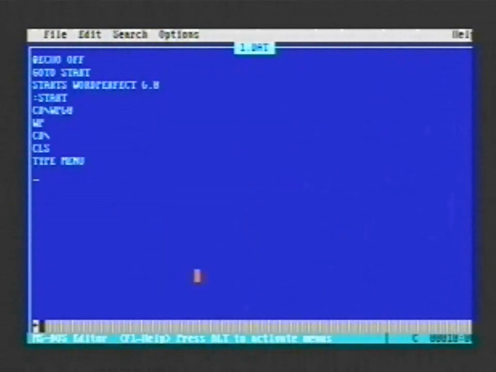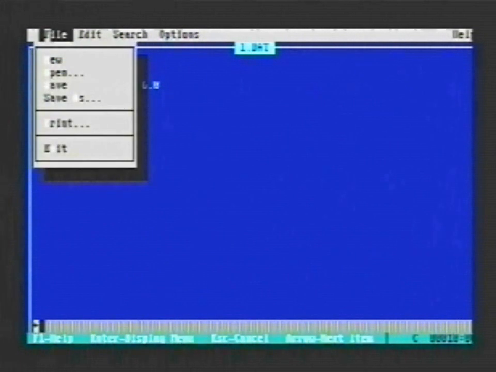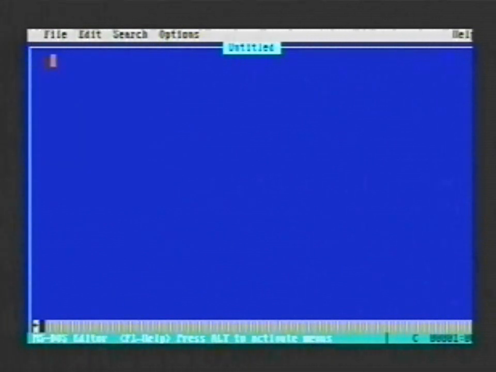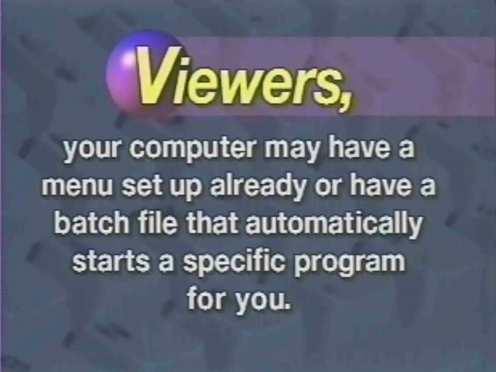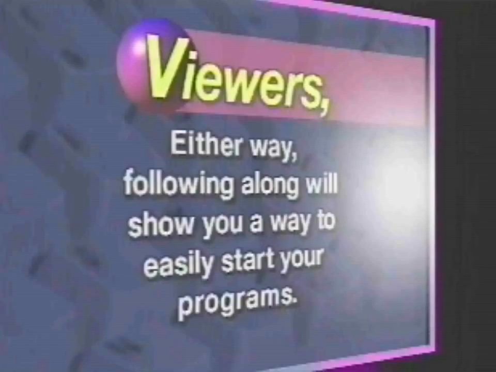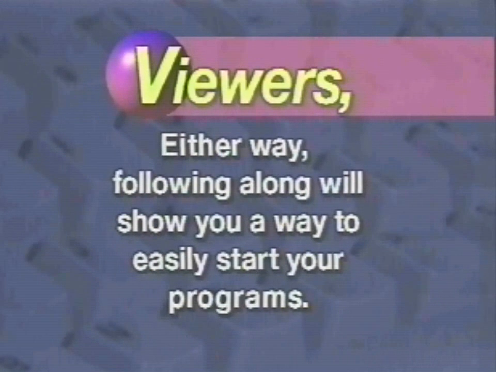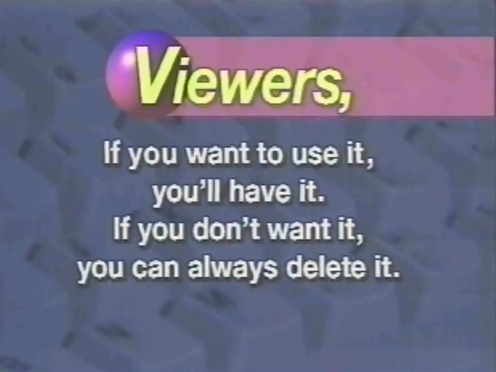We need a blank screen to write our new BAT file on, so pull down the File menu and select New. Viewers, your machine may have a menu set up already, or have a batch file that automatically starts a specific program for you. Either way, following along will show you a way to easily start your programs. If you want to use it, you'll have it, and if you don't want to use it, you can always delete it.